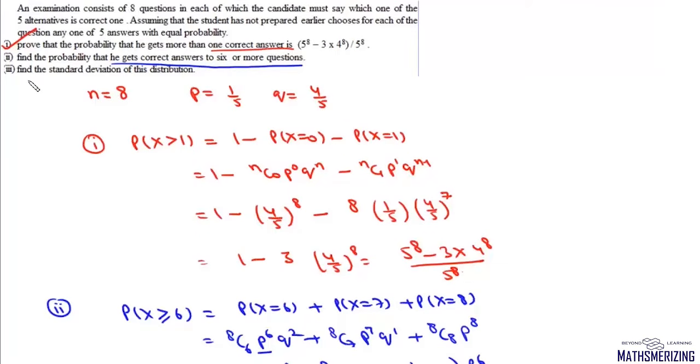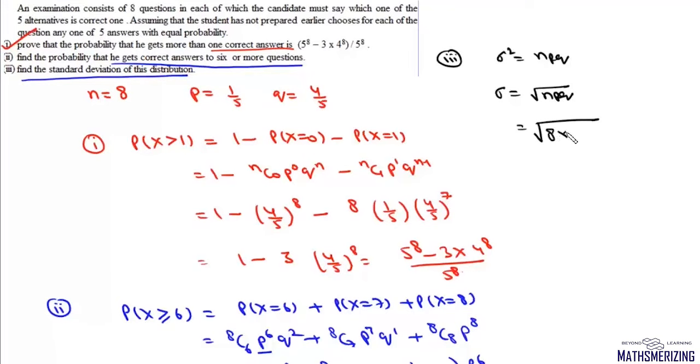Now this third one is find the standard deviation of this distribution. Now clearly for a binomial distribution, variance is given by npq. So standard deviation will be under root of npq. Now n in this case is simply 8, p is 1 by 5 and q is 4 by 5. So it will be simply 4 root 2 by 5, and that is the answer to this third part.